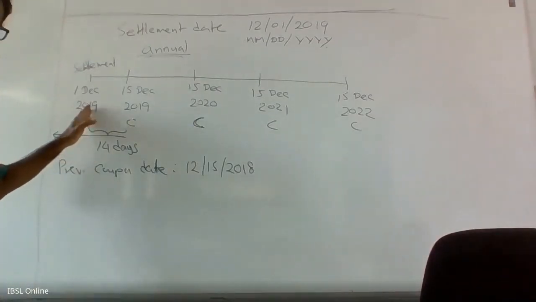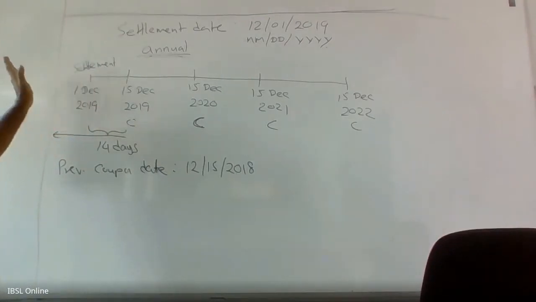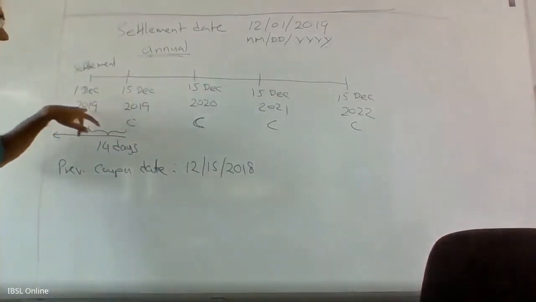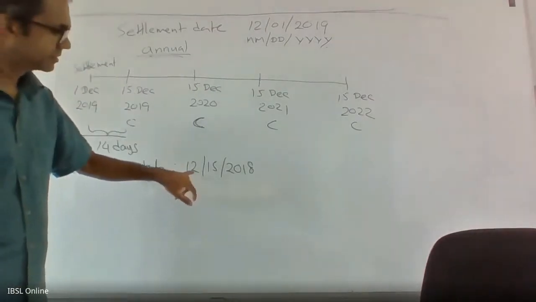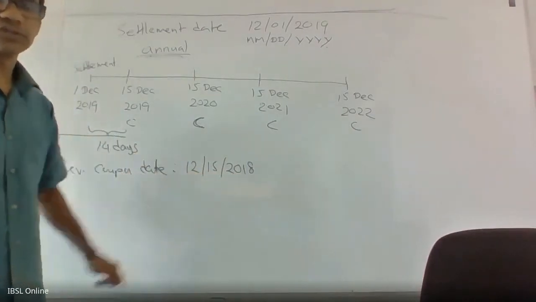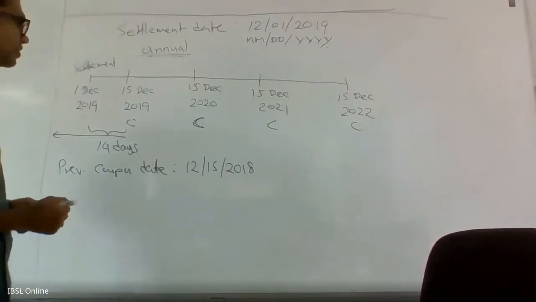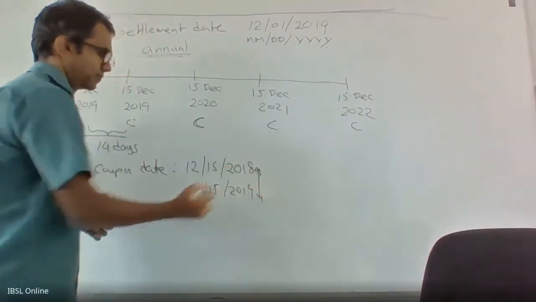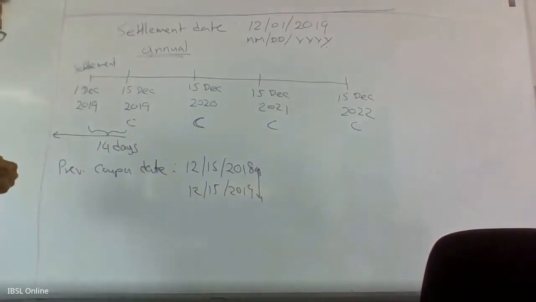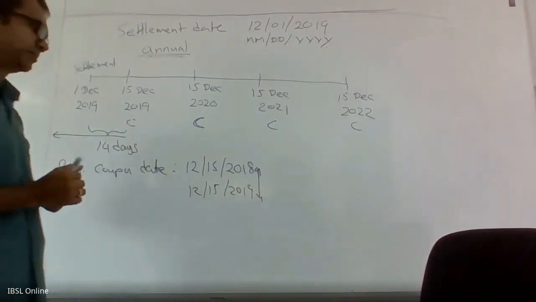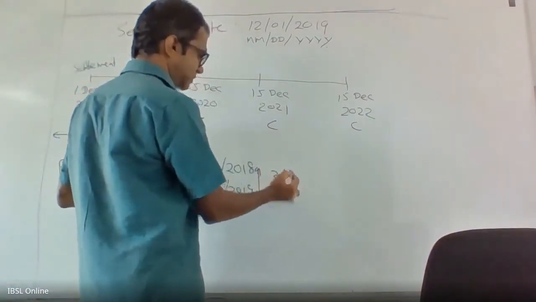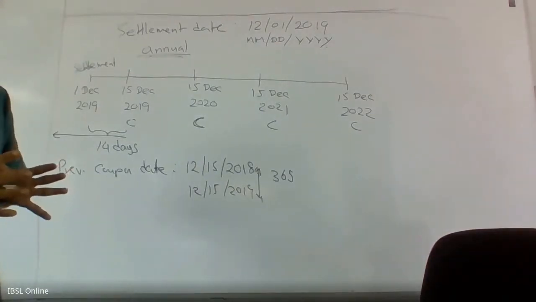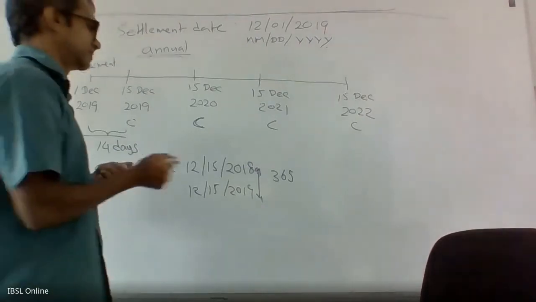Now we are going to settle it on 1st December. The previous coupon that we received, assuming annual coupon, the settlement date is in December 2019. The previous coupon was on December 15th, 2018. Now we need to know how many days there are in this full year. There's no leap year, nothing. So that should be 365. Clear? For a 1 year period, there are 365 days.